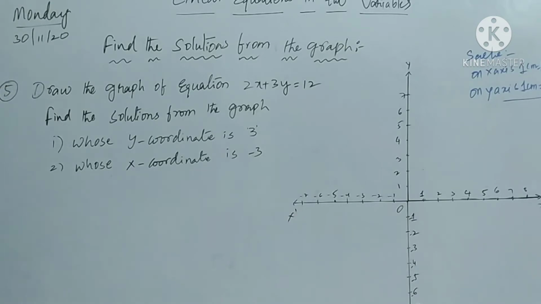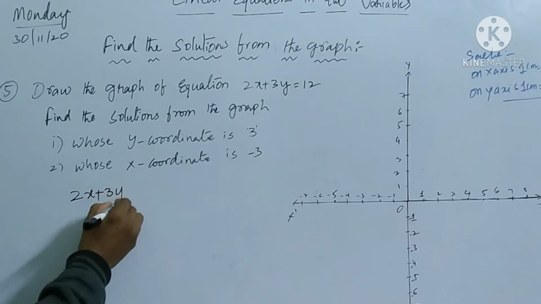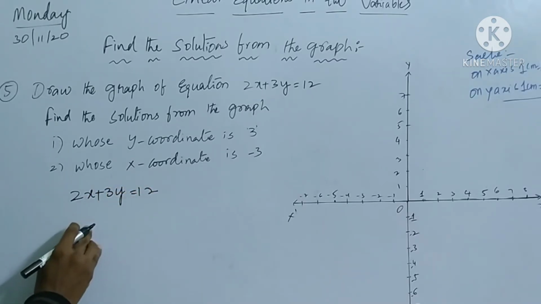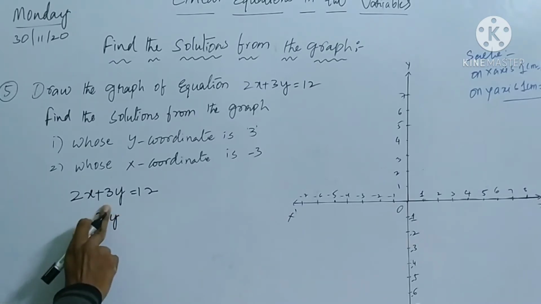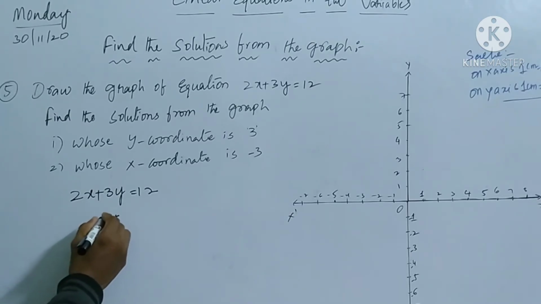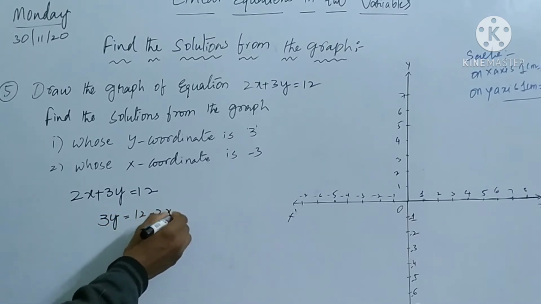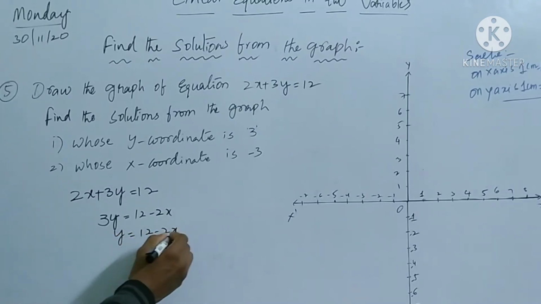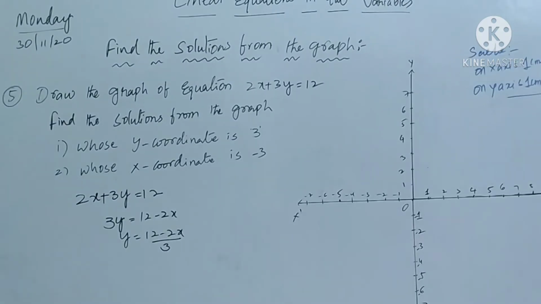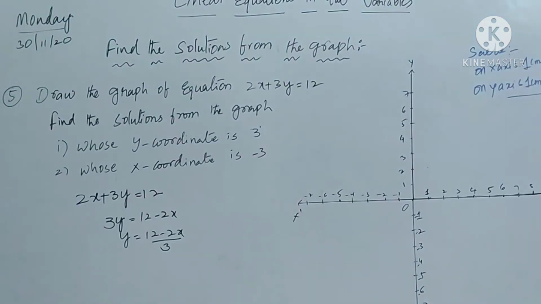Here our given equation is 2x plus 3y is equals to 12. So transpose the terms: 3y is equals to 12 minus 2x, y is equals to (12 minus 2x) by 3. When we have to draw a graph of a given linear equation, at least 3 solutions are needed.